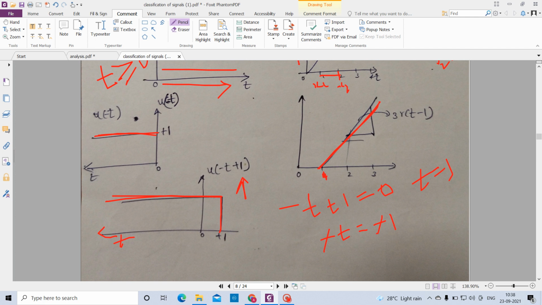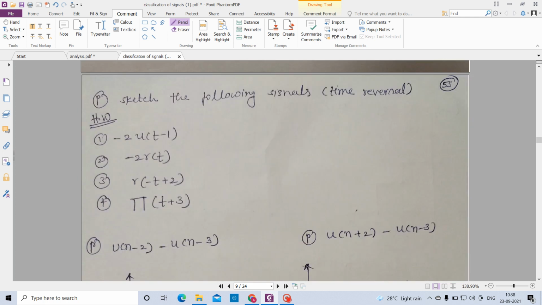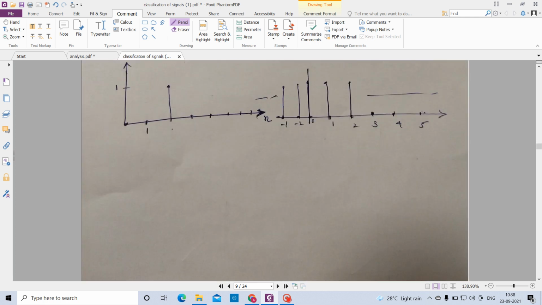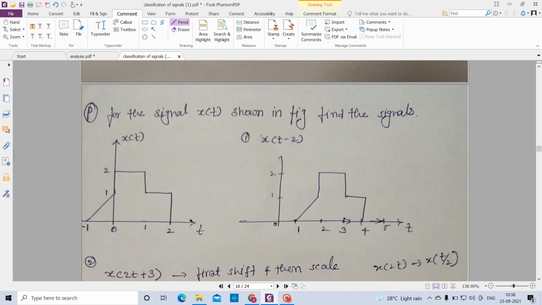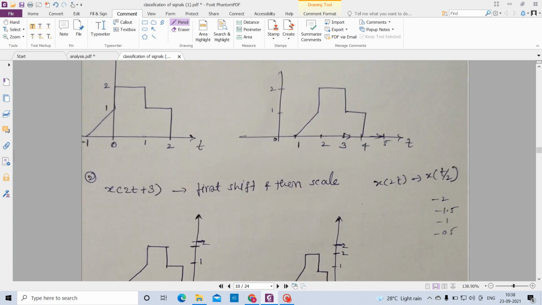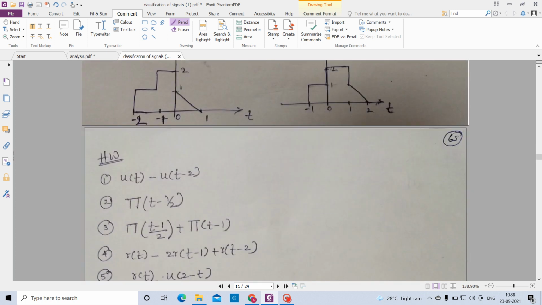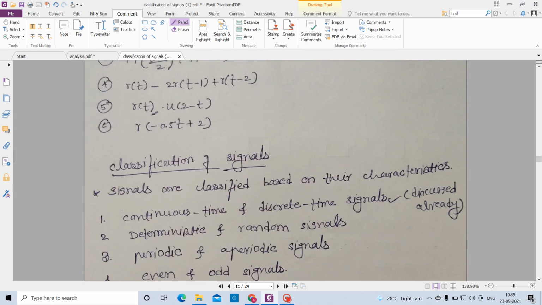Similarly you have to draw, just solve these things at home. If you have any doubts, please ask me. These are very easy, I have already taught these things. I hope you will understand this concept. Thank you very much.